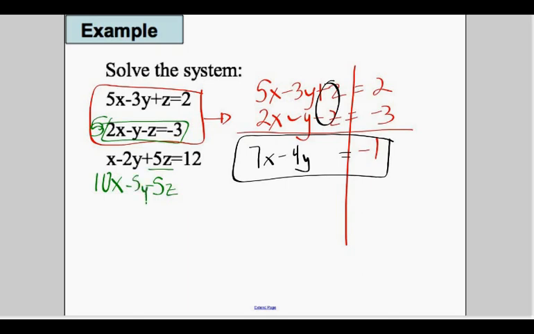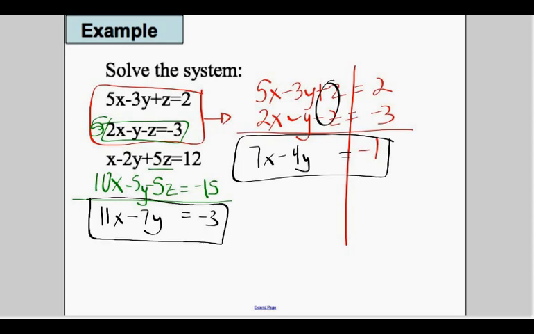I'll add these two equations together just like I did with the other one to eliminate the z's. I'll get 11x minus 7y equals negative 3. So now I have two equations with two variables, and it's back to basics. I simply solve them the way I know how from the past.